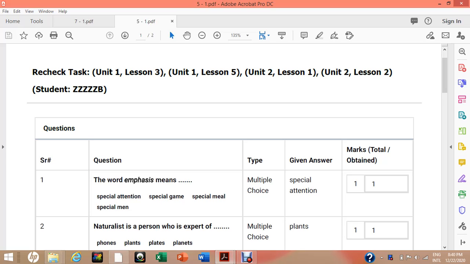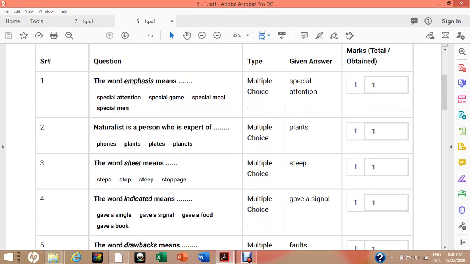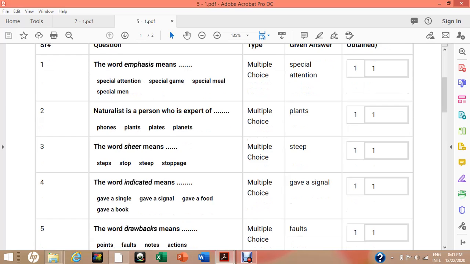The word emphasis means special attention. Naturalist is a person who is an expert of plants, means anyone who has a lot of expertise in the studies of plants is called a naturalist. Number 3 word is sheer, S-H-E-E-R. Sheer means steep, a vertical side, vertically straight.